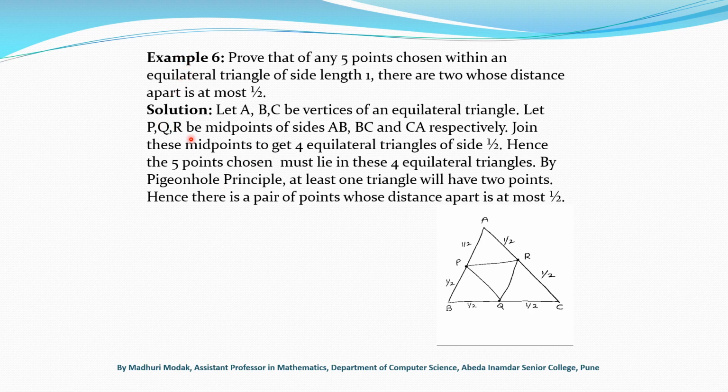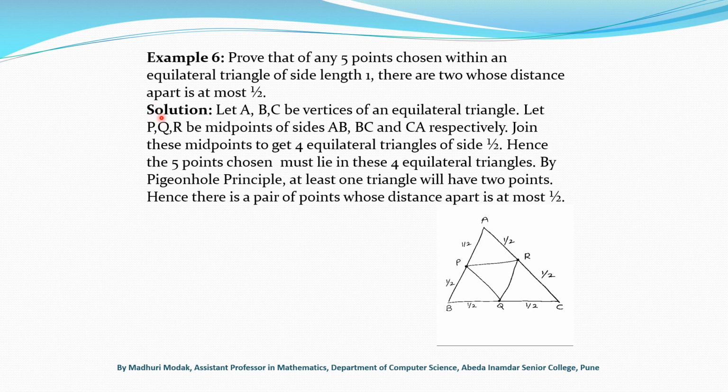Now, the next example is a geometric type example. Prove that of any 5 points chosen within an equilateral triangle of side length 1, there are 2 whose distance apart is at most 1/2. Here we have to do some construction, then only we can apply the pigeonhole principle. First see what an equilateral triangle is: a triangle having all three sides of equal length. Here the triangle has side length 1, meaning 1 unit. From that triangle we are selecting randomly 5 points, and we have to show that there are 2 whose distance apart is at most 1/2.